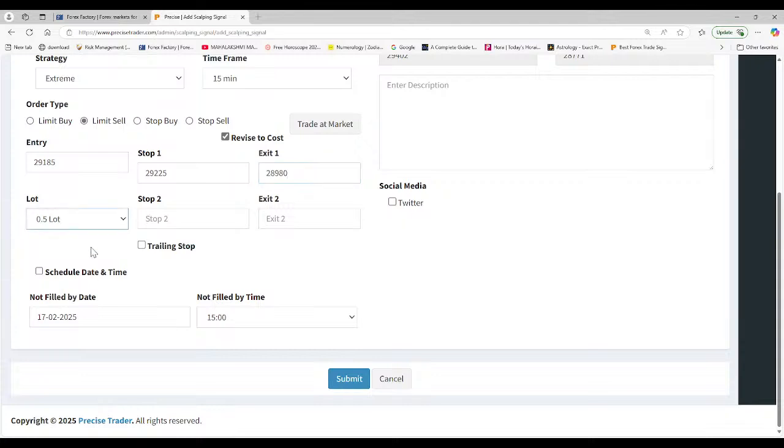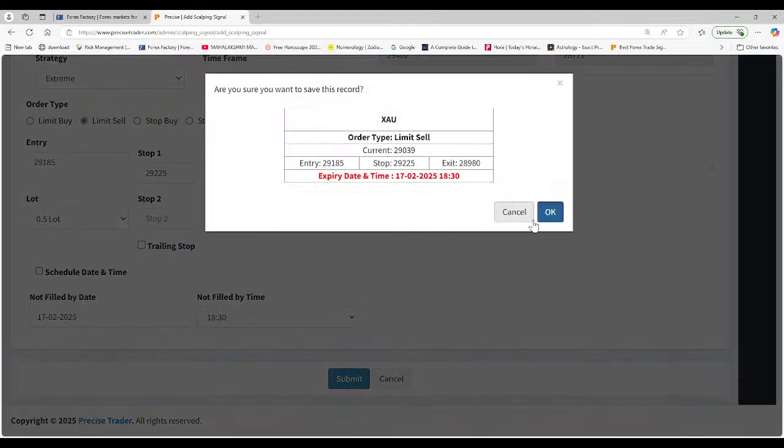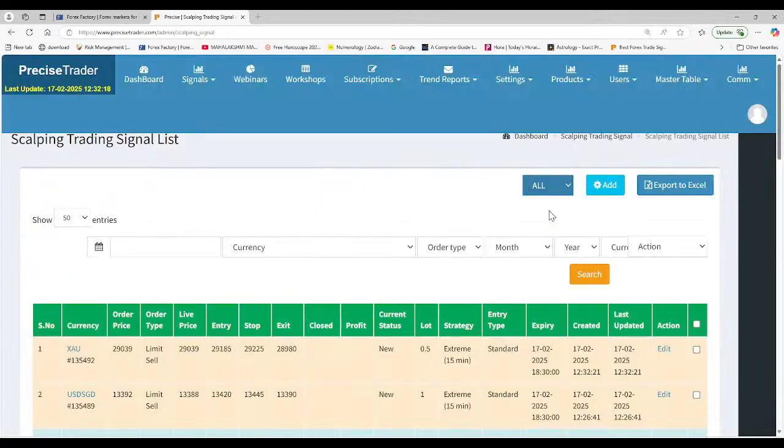Because remember we said that this is just a pullback. Okay, and on the downside, if I'm going to go for a buy, then also the similar thing, I should be looking to buy somewhere near 2895. Okay, so I think I would prefer to go for a sell as of now.